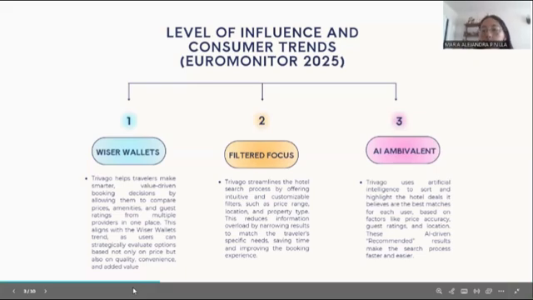And the last one is AI Ambivalent. AI Ambivalent refers to the use of AI, or artificial intelligence, in a company to improve the platform. Trivago sorts and highlights the deals it believes are the best matches for each user and also has an option of recommendations based on people's searches. This is how Trivago applies this last one, AI Ambivalent.